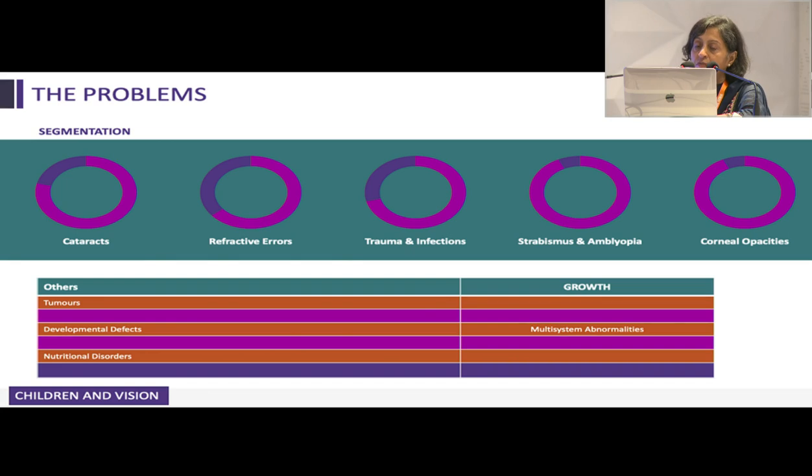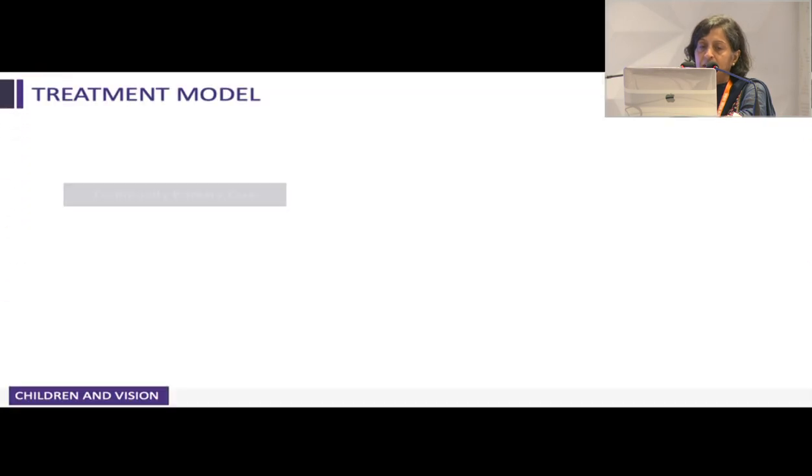So careful refraction, prescription of glasses, and occlusion. These children are very prone to trauma and infections, as are all children. So there again, one needs to counsel and take that into account in whatever intervention you do. Strabismus and amblyopia, and then the corneal opacities. All of this needs to be taken into account when planning the intervention.